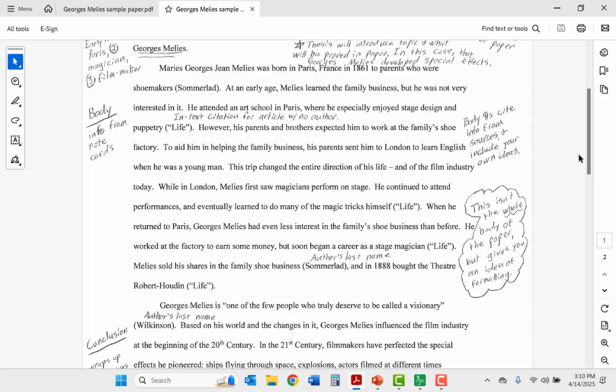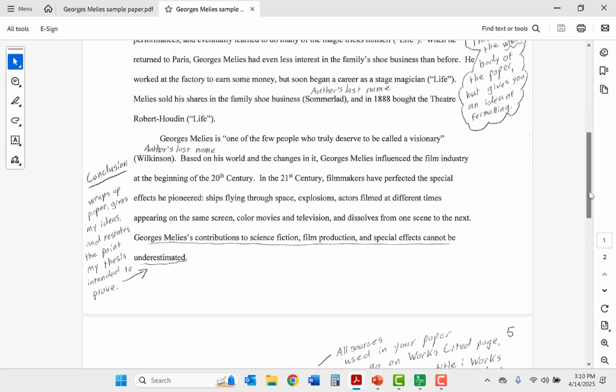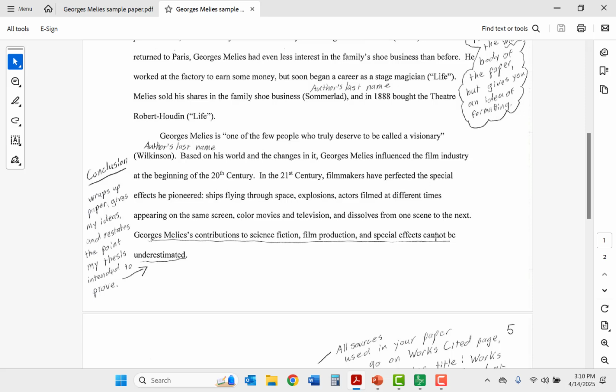And now I skip down. This doesn't include the whole paper, although the other version does. Here's my conclusion. And a conclusion should wrap up the paper and give an idea. It's restating my thesis that I want to improve. Okay, and there's only one citation in here, so I've got that author's last name. But most of the conclusion is mine because it's the thing that I'm arguing, that I'm trying to prove. It's the last thing I'm leaving with my reader.